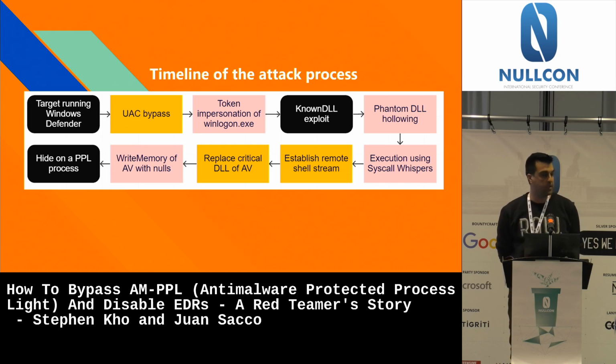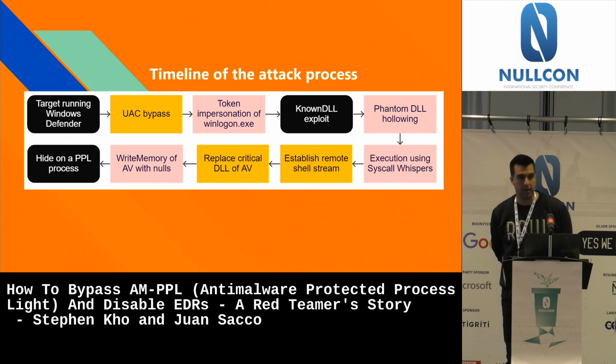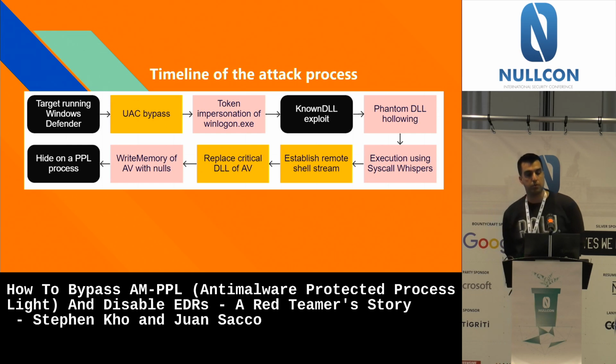So first we need a UAC bypass. I already showed you how to do that. Then we do token impersonation of winlogon.exe.